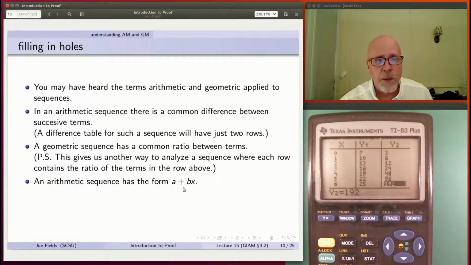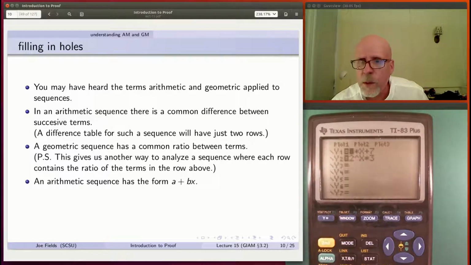Formulas, maybe this is clear to you. An arithmetic sequence has the form a plus bx, and b would be that common difference. Going 1 forward in the sequence is like adding b to a term. A would be whatever your initial amount is. So in the y1 that I've got here, a would be 7 and b would be 3. Might as well just show it to you. See how it's 3 times x plus 7?